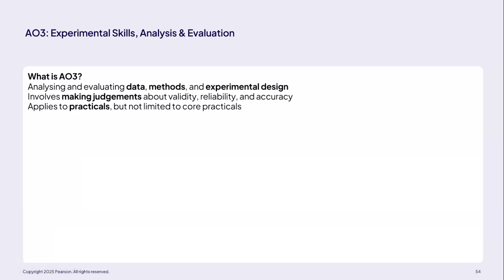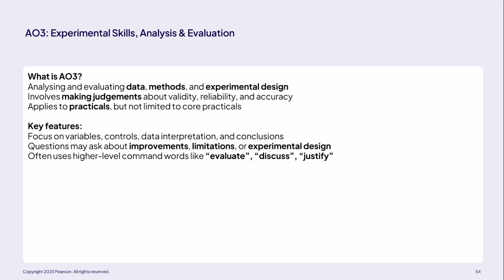AO3 is analysing and evaluating data, methods and experimental design. It involves making judgments, and it applies to practicals, but it's not limited to core practicals. Students can be given an unfamiliar practical situation and asked to use their knowledge to design or develop the practical techniques. So it focuses on variables, controls, data interpretation, and conclusions. It may ask about improvements, limitations, or experimental design. And it often uses higher level command words such as evaluate, discuss, or justify.